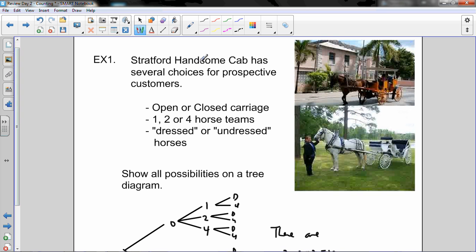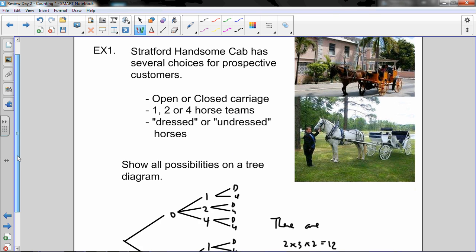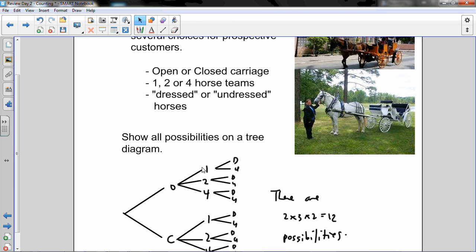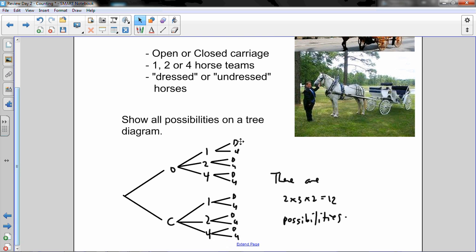And there you see a typical example, and not very hard, but you've got to remember how to do it, is to draw a tree diagram, right? So you'll have some situation where each of the possibilities leads to that many more possibilities, and we can show them on a tree diagram. A word of advice is the best way to do this is make sure that each level of your tree lines up on a vertical line, otherwise it ends up being very difficult to follow your own work. And so in this case, open or closed, 1, 2, or 4 horses, and then for each of those cases, dressed or undressed, and I can see all 12 possibilities there.